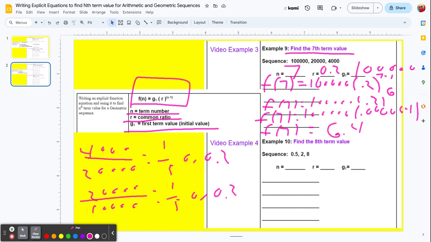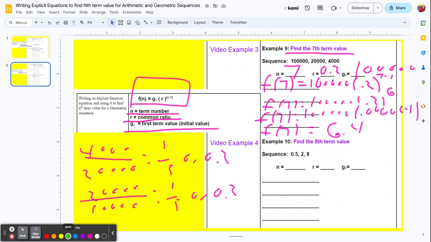So this is an example of a geometric sequence that is decreasing. Common ratio is only 0.2, so it's decreasing pretty quick. So by the time we get to the 7th term value, you're already down to 6.4, even though you started at 100,000. All right, let's look at the next example.